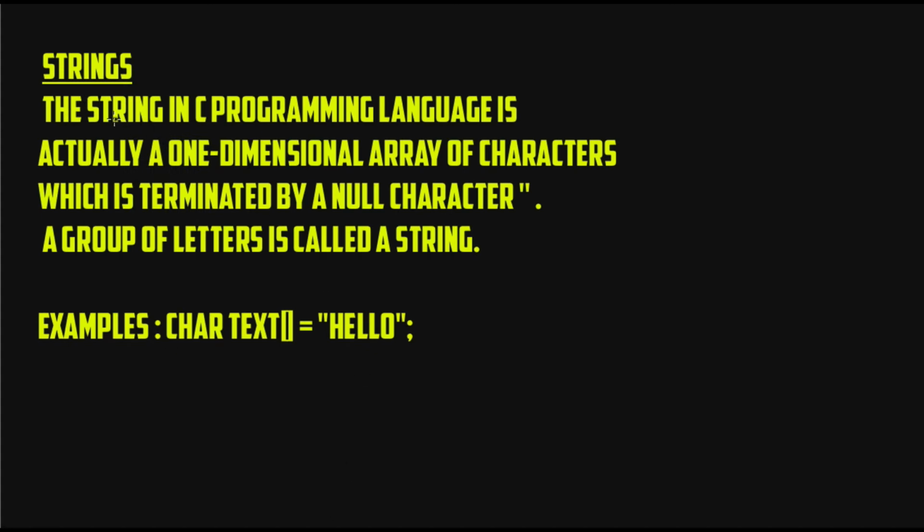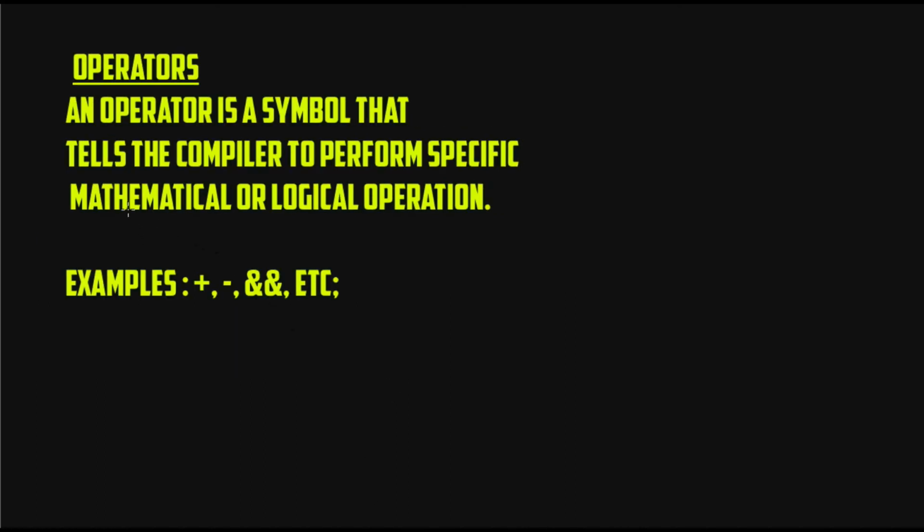The next one is strings. A string in the C programming language is actually a one-dimensional array of characters which is terminated by a null character. It's basically a group of letters. So here we have hello and that is a string. Okay, here we have a bunch of letters. The whole thing is a string. Now let's look at the next one.